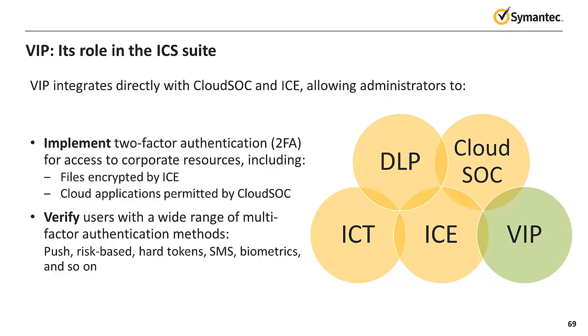The second way VIP enhances the information-centric security product set is by providing two-factor authentication functionality for encrypted files. An example use case for this functionality is if someone attempts to access an ICE encrypted file residing on removable storage from an unknown computer, that person will be prompted to authenticate before accessing the file.